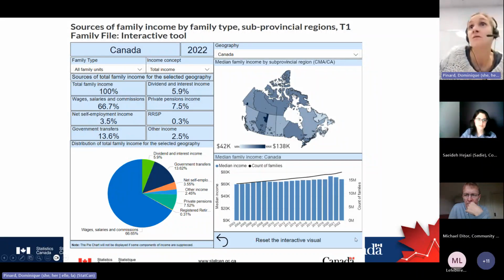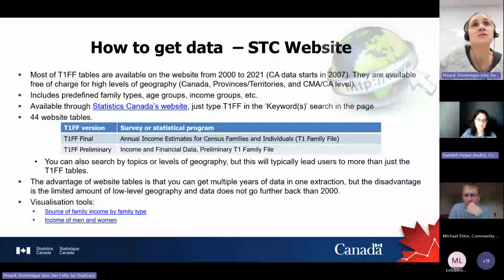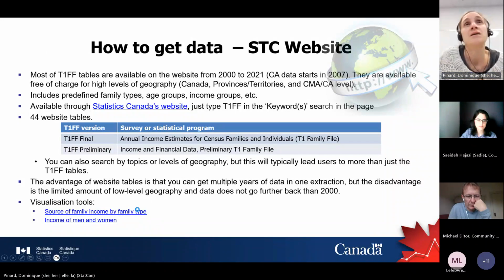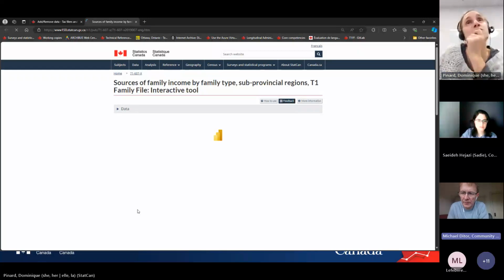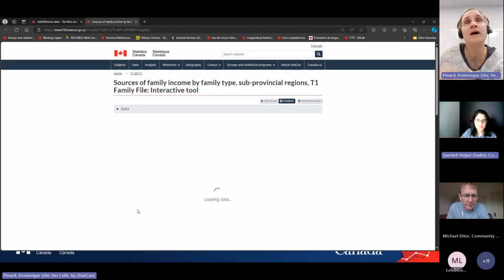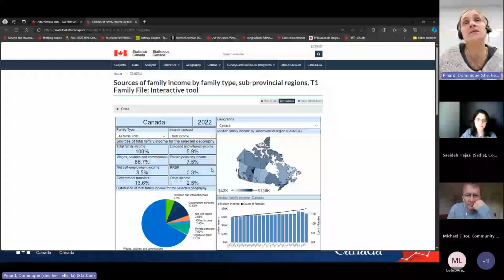Again, these ones, I don't know if it's going to work. If I try the link in the presentation, is it going to work? Oh, yeah. It should work. So if you were to open that, it's a Power BI based tool. And so here, this is the initial view, and it's for 2022 data.